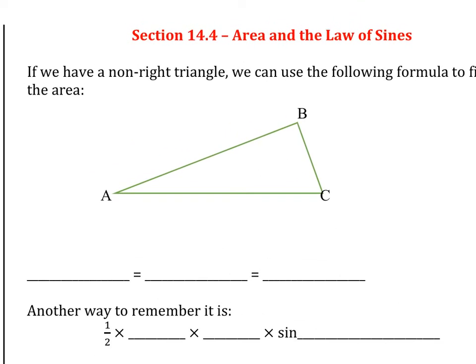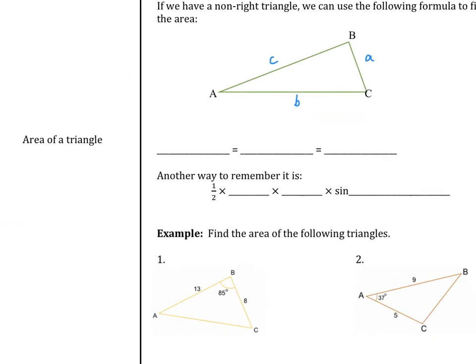All right, so first, let's go ahead and label these sides. You have angles A, B, C, and the sides are always labeled opposite of the angle. So opposite of angle big A is side small a. Opposite of angle big B is small b. And opposite of angle C is side c.